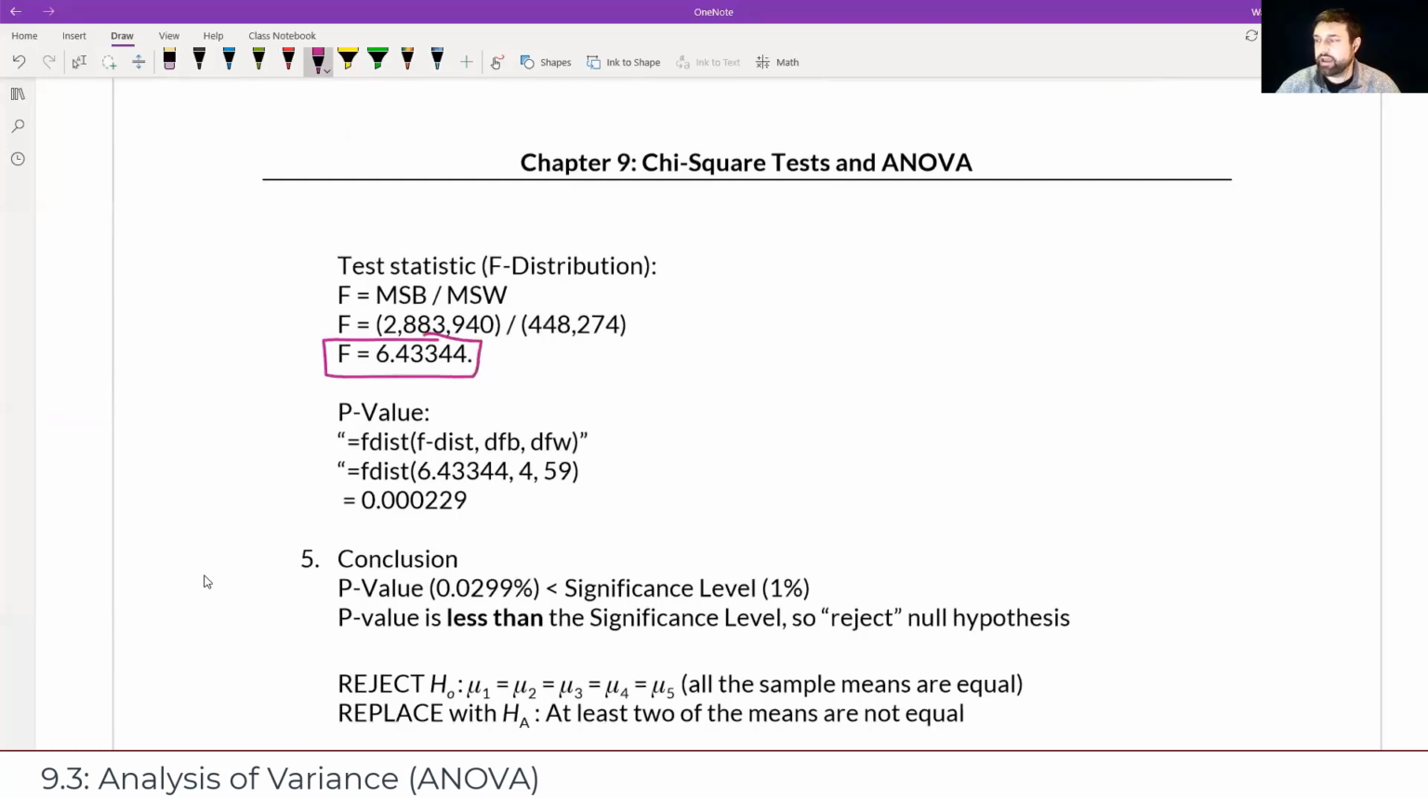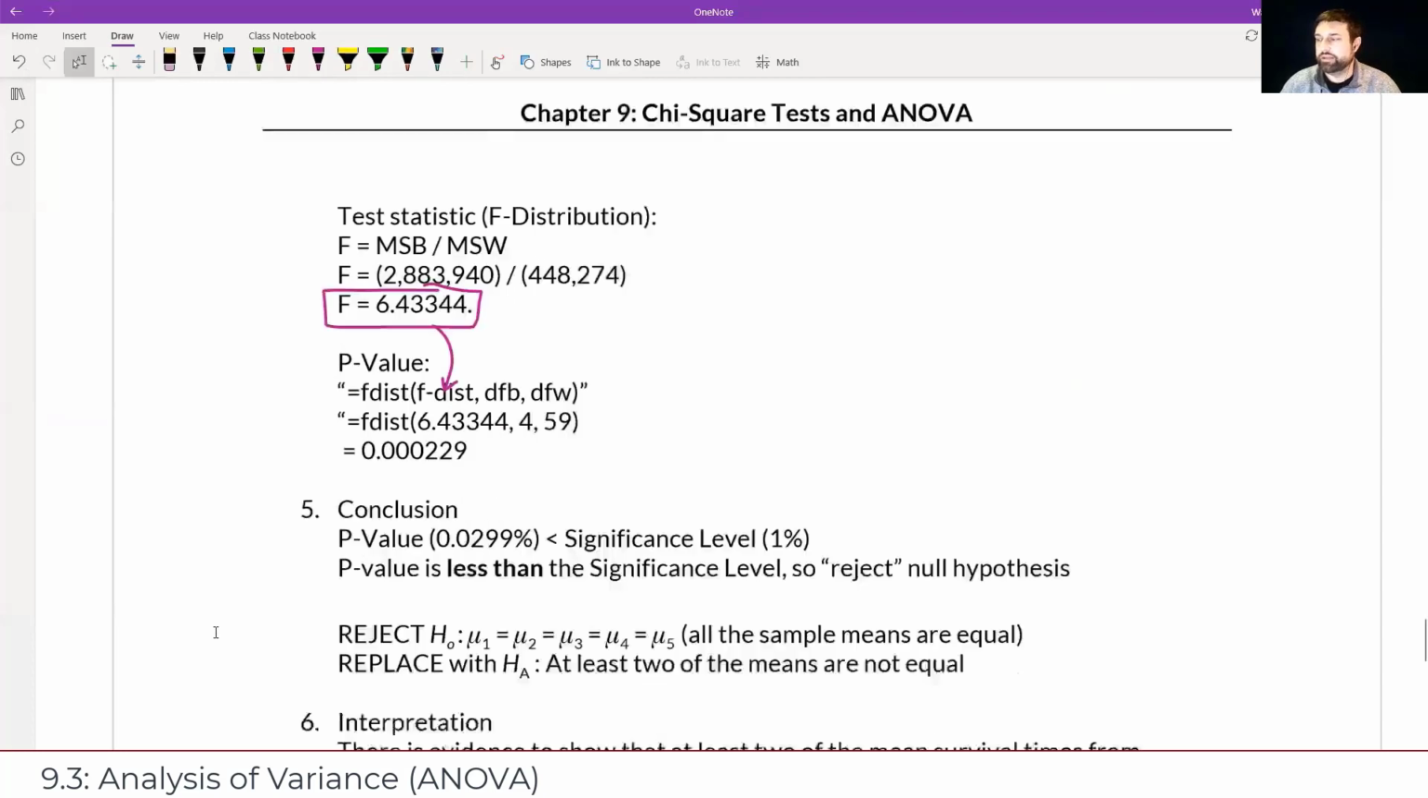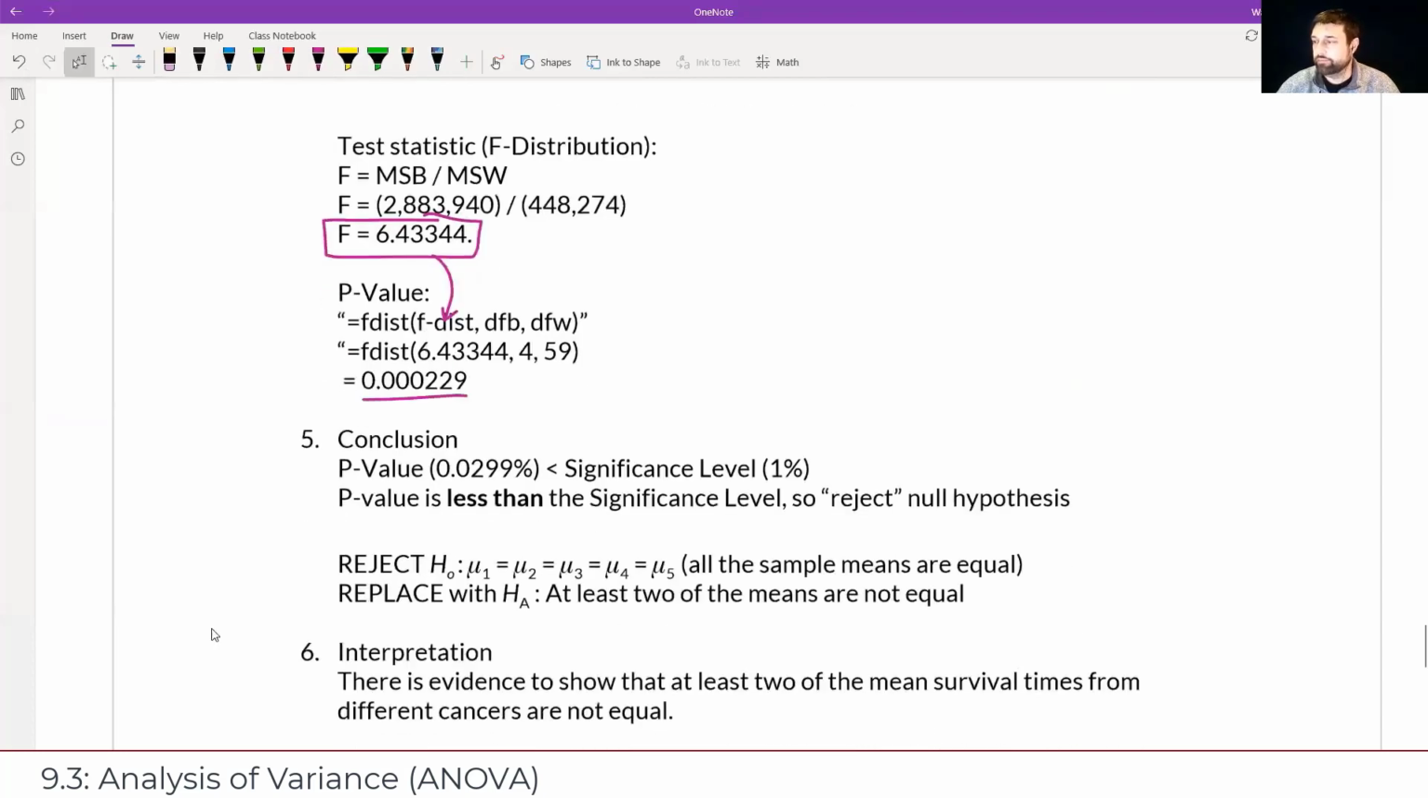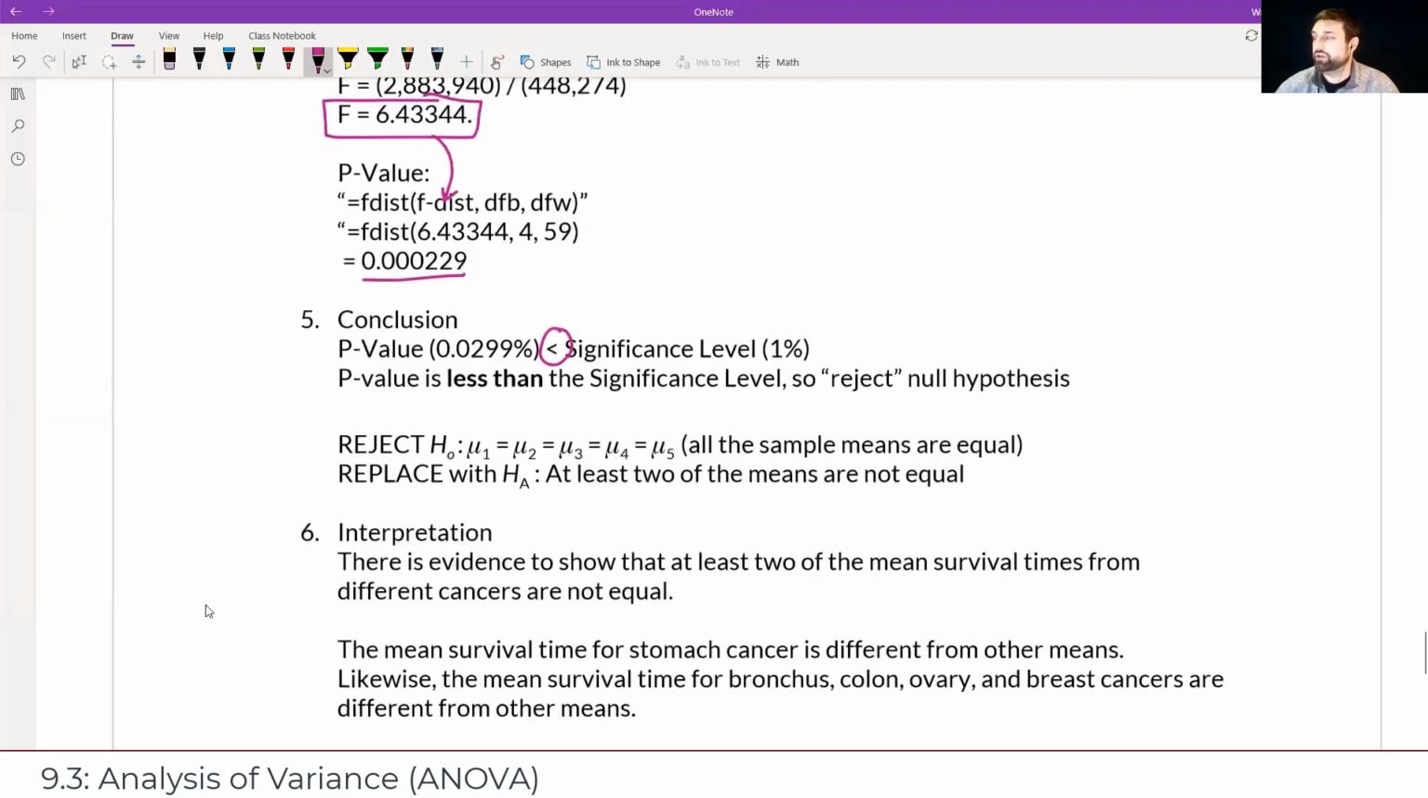So we're going to take that and plug it into the F distribution, and that's going to calculate the area, the same area that we had before. This is well less than our significance level, so we get to reject the null hypothesis. So we can say that we're going to reject the hypothesis that all the sample means are equal.